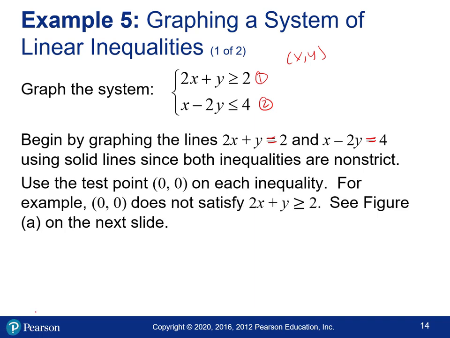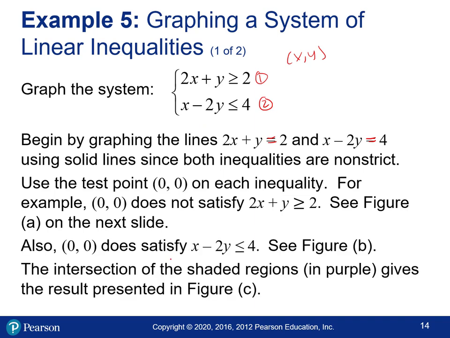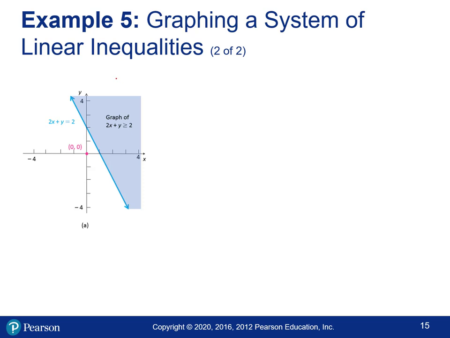And then what we want to do is pick some test points. And so we can use 0, 0. It's a nice one to plug in, and see if that satisfies either of our inequalities. It doesn't satisfy our first inequality, but it does satisfy the second one. And so what we want is the intersection of the shading for the two inequalities. So for our first inequality, we start by drawing this line, and when we picked a test point, 0, 0, it didn't satisfy our inequality, so we shade the other side of the line.